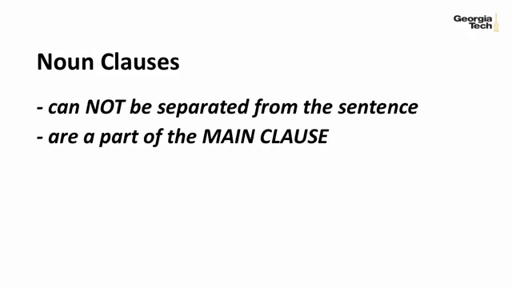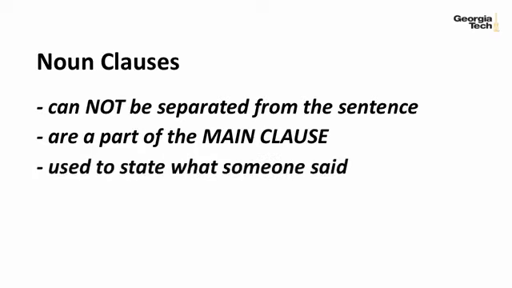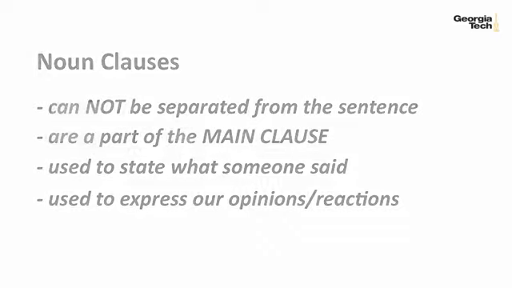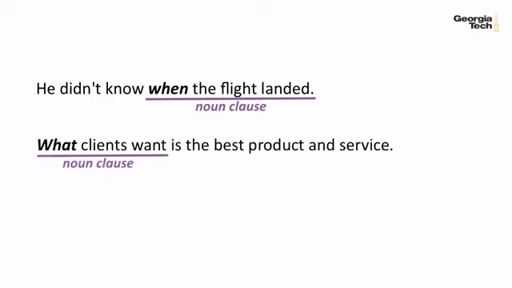We most often use noun clauses to state what someone else said and to express our opinions or reactions to something. For example, he didn't know when the flight landed. What clients want is the best product and service. As you can see, the noun clause is a part of the main sentence and is in the place of the subject or object.